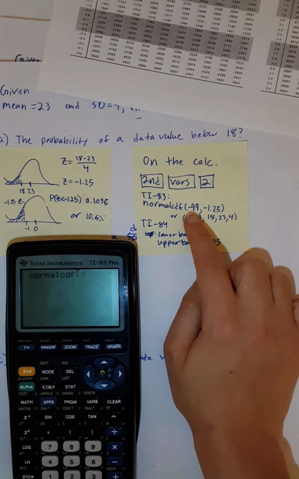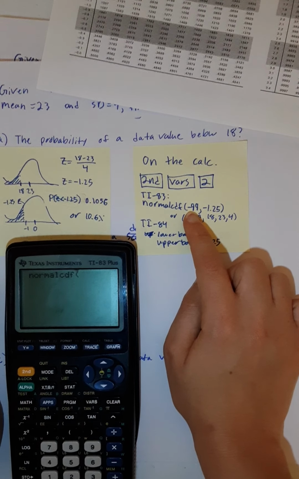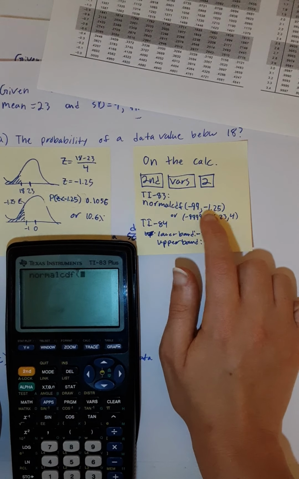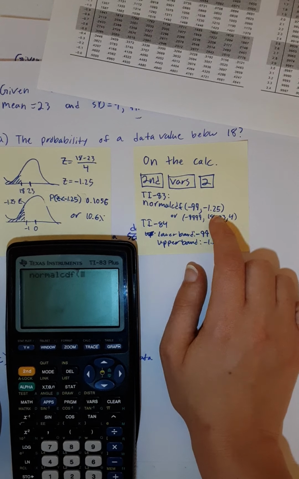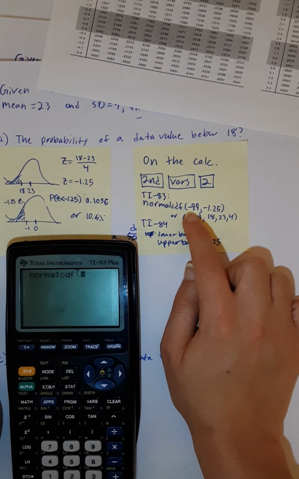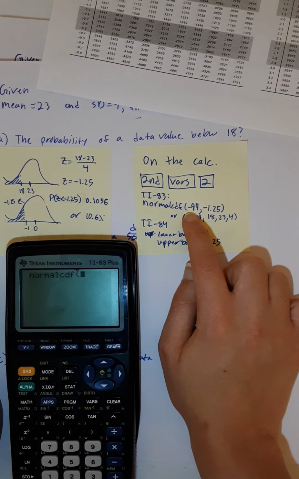Well, our calculator doesn't have an infinity button. And so instead of saying infinity, we just use a really big negative number. When you've converted to z-scores, it turns out negative 99 is big enough. Your answer is not going to change whether you put negative 99, negative 100, negative 512, negative 1,000,012. All of those numbers are big enough to get the same answer.